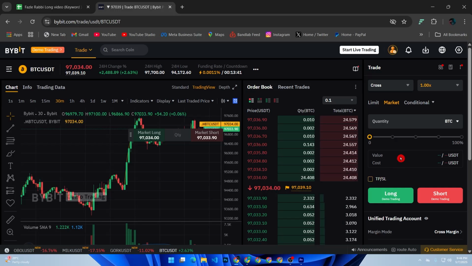To manage your trade, set a stop loss to limit losses, set take profit to secure gains. You can manually close the position anytime. Watch your liquidation price. If price hits it, your position is auto closed. Bybit also offers isolated and cross margin. Use isolated if you want to limit risk to just that one trade.